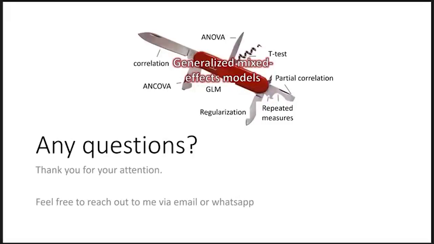Okay, so this is a picture to show that generalized mixed effects models are like a Swiss Army knife, that they can do correlations, ANOVA, ANCOVAs, GLM, regularization, repeated measures, t-test. They can do all that kind of stuff within them if we need them. Any questions?